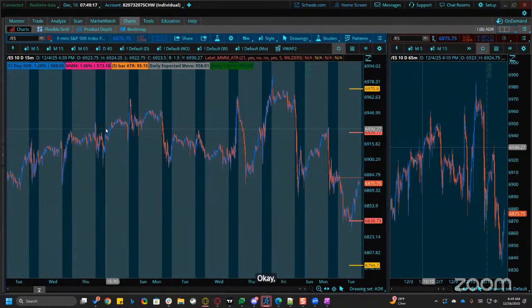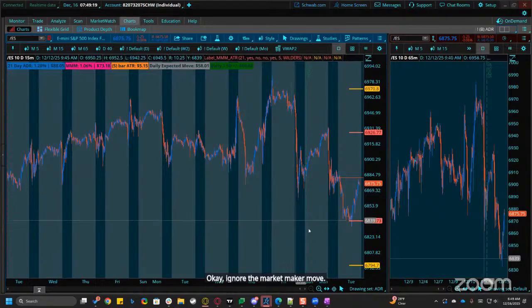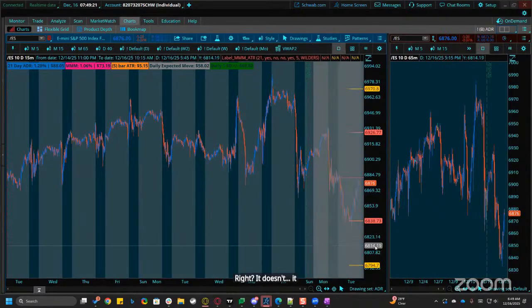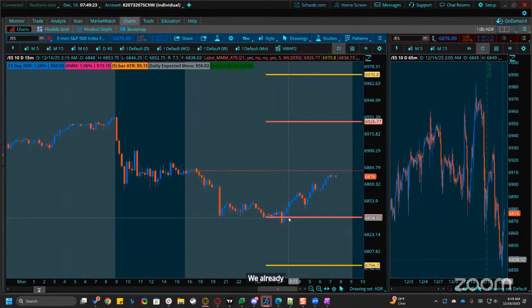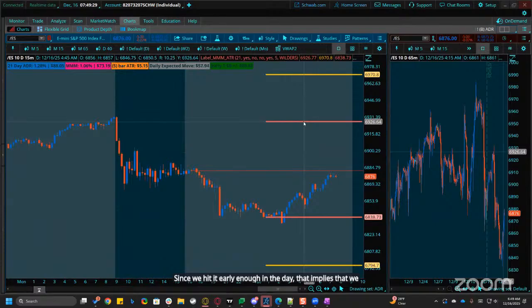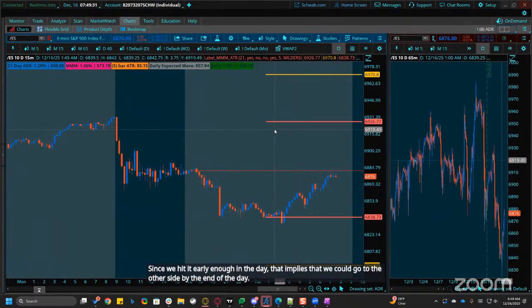Okay, ignore the market maker move, right? It doesn't help at this point. We already hit the lower ADR half. Since we hit it early enough in the day, that implies that we could go to the other side by the end of the day.